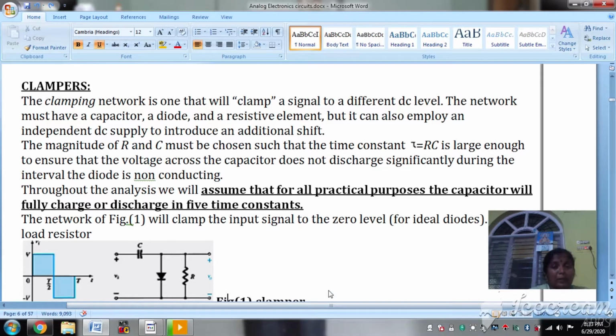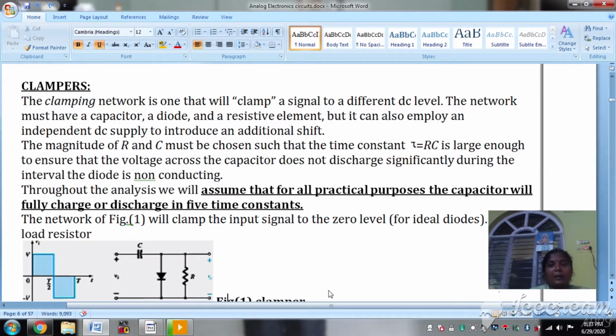Welcome back to the next session, that is clampers. Already, students, we have discussed clippers. Today we are going to discuss clampers. This is also something we are going to discuss with a diode.